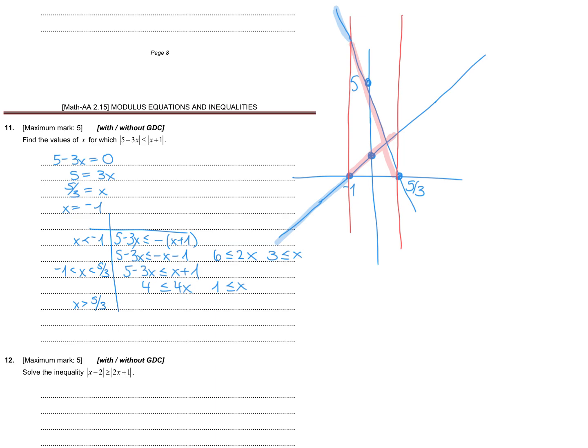And after 5/3, we are going to have that the 5 − 3x is less than, and the x + 1 is greater. Okay, so we're going to have −5 + 3x less than x + 1. And we're going to have 2x and 6. So x is less than or equal to 3.